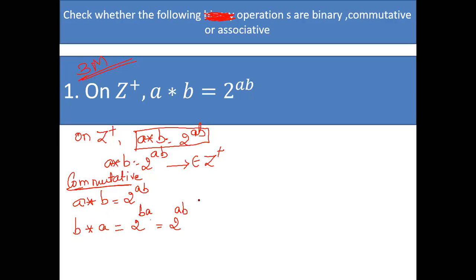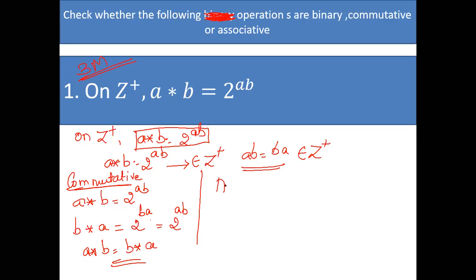We can write that, right? Because product is commutative. AB is always equal to BA in the set of positive integers. So 2 to the power AB, BA can be written as 2 to the power AB. So whether A star B is equal to B star A, is it true? Yes. So commutativity holds.